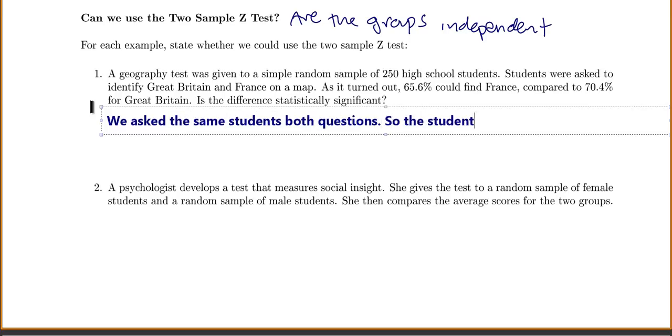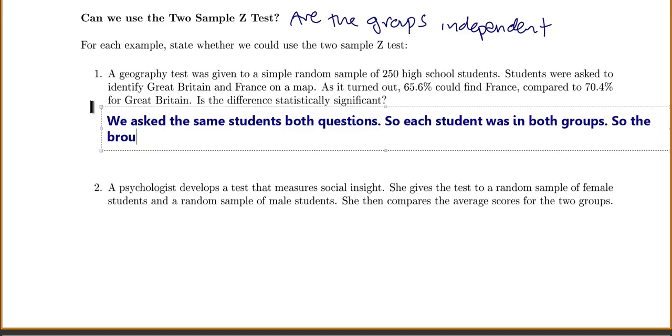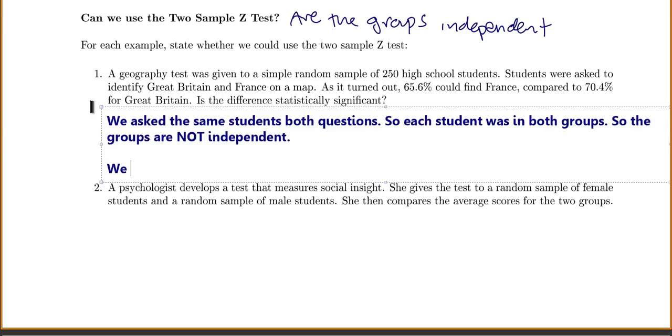So each student was in both groups. So the groups are not independent. So we cannot use the two-sample z-test.